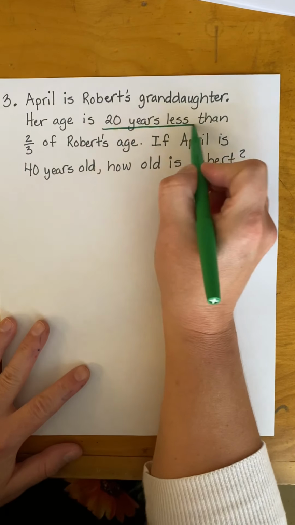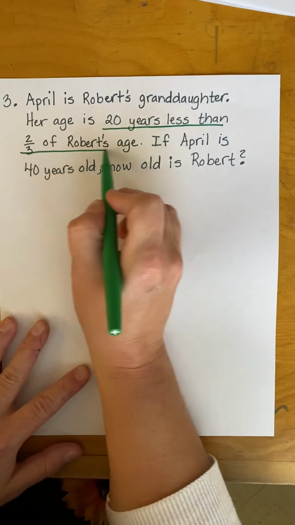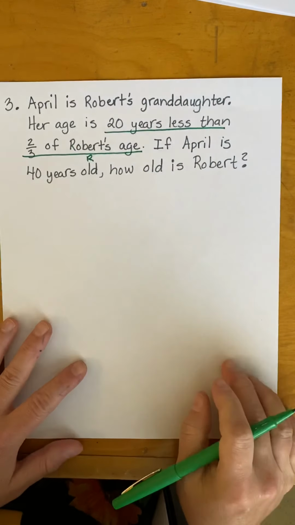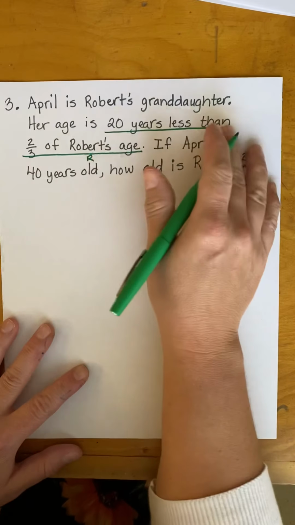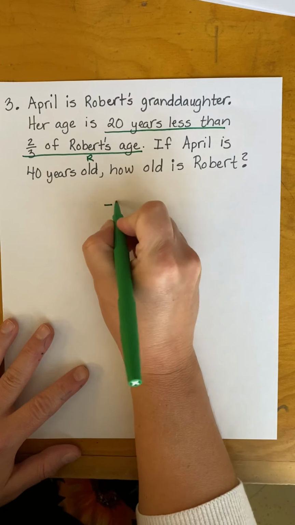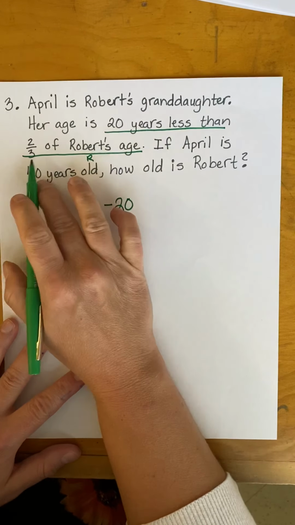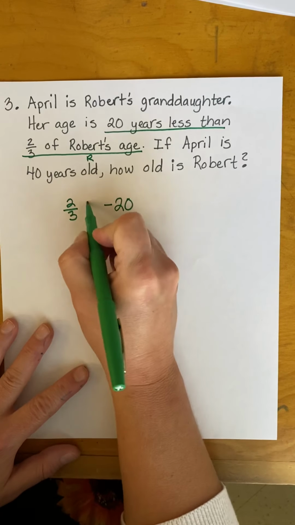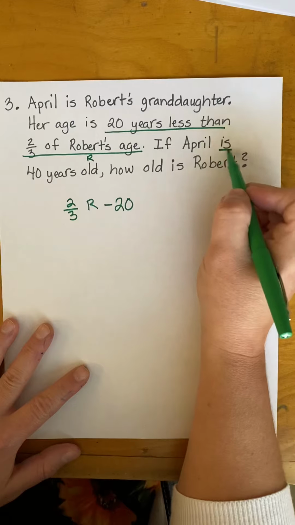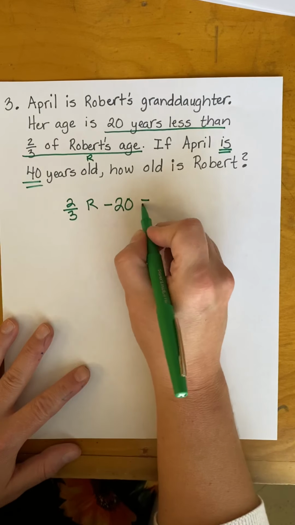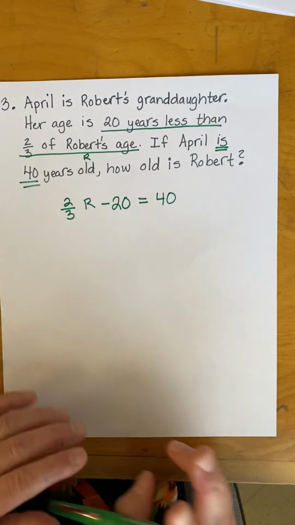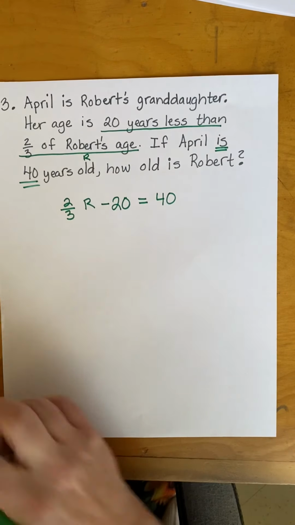20 years less than 2/3 of Robert's age. So I'm going to use an R to represent Robert's age. 20 years less, I would have to subtract 20, right? And then 2/3 of Robert's age would be 2/3 times R. And is 40 equals 40. So here's the equation, and now we've got to solve it, and we're going to find out how old Robert is.